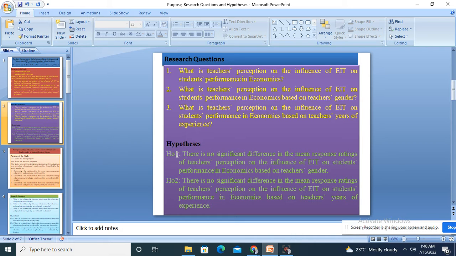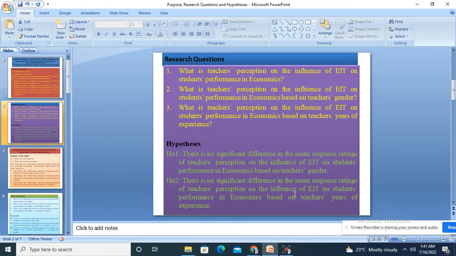While the second one, HO2: there is no significant difference in the mean response ratings of teachers' perception on the influence of EIT on student performance in economics based on teachers' years of experience.